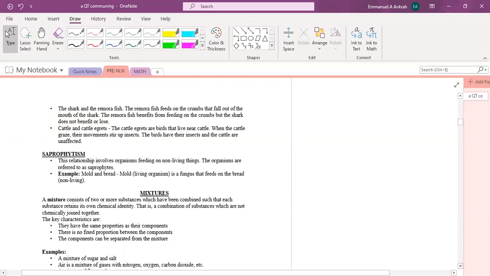Then the fourth type of long-term relationship or symbiosis is saprophytism. It's a saprophyte. When we say saprophytism, we're talking about a relationship that involves organisms feeding on non-living things. So the keyword is feeding on a non-living thing. The organisms are referred to as saprophytes. Example, if you take mold and bread. Mold is a living organism, right? The mold is a fungus that feeds on the bread, which is non-living. So this is an example of what we call saprophytism. Feeding on the non-living thing.